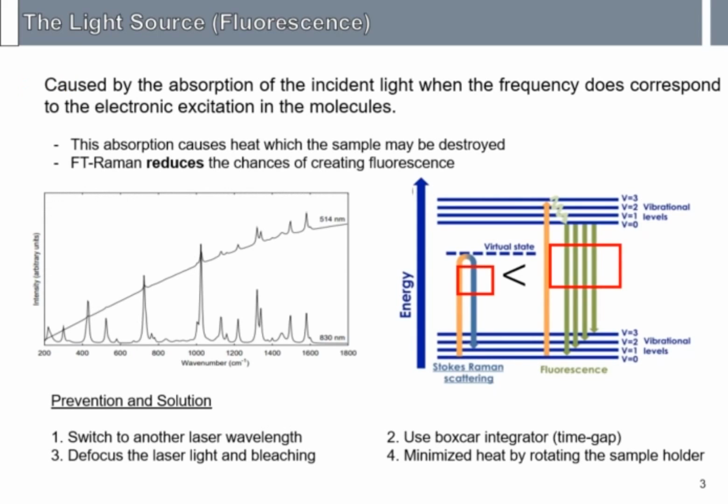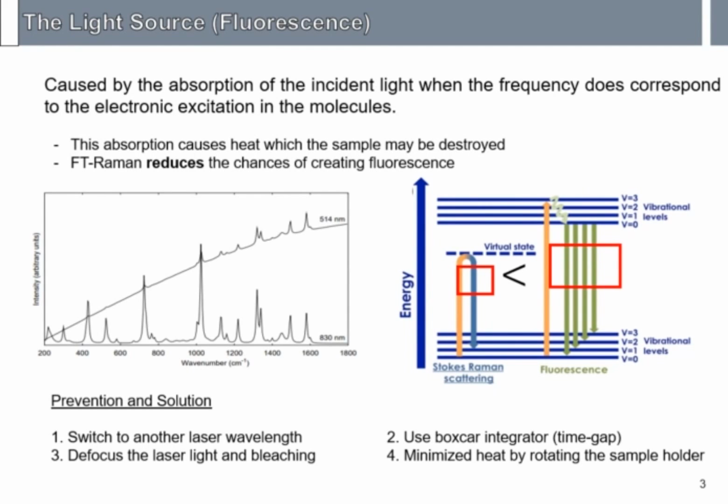This raises the question of why Fourier transform Raman spectrometry needs to use a very high wavelength laser. It is to reduce the fluorescence in the samples. Fluorescence is caused by the absorption of incident light whose frequency corresponds to the electronic excitation states in the molecules. This absorption can cause heat in the sample, which may destroy it. Also, the fluorescence signal will block the main signal from the Stokes Raman, and we cannot analyze anything from the results.